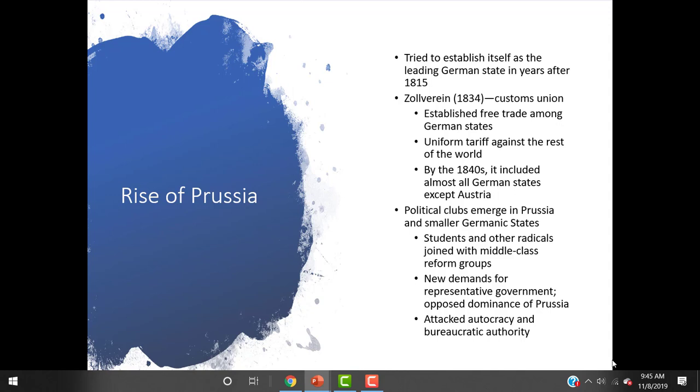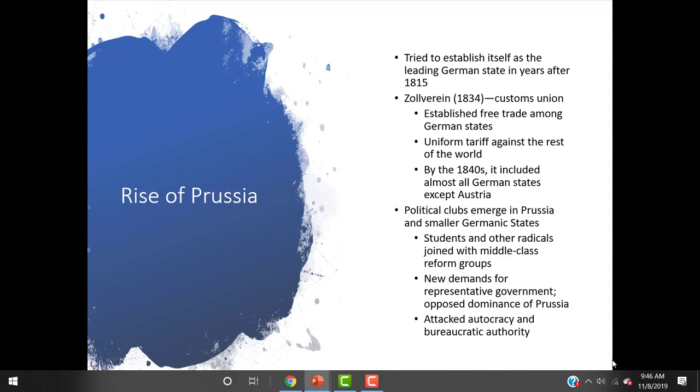Prussia tried to establish itself as the leading Germanic state in the years after 1815, and it didn't work. With the customs union, free trade was established among the Germanic states, with a unified tariff against the rest of the world. By the 1840s, it included almost all the Germanic states except Austria. Well, political clubs began building in Prussia and the smaller states, and students and other radicals joined with the middle-class reform groups.